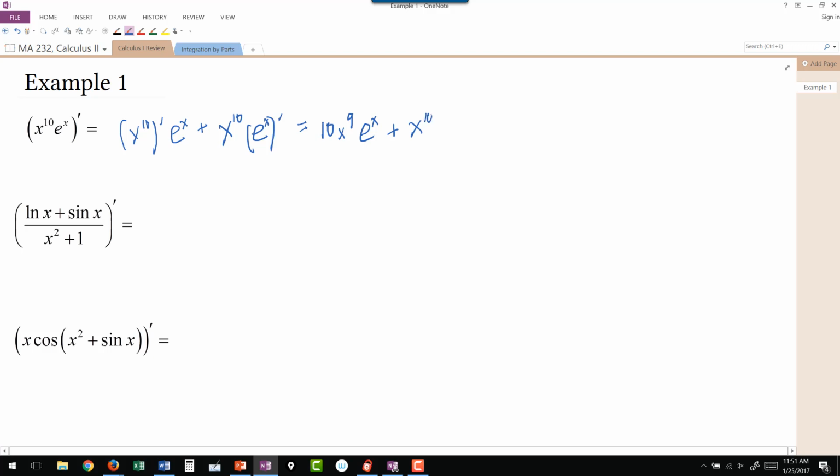And now we have to remember the derivative of e to the x is just itself. So our final answer here is 10x to the 9th times e to the x plus x to the 10th times e to the x. We could factor out an e to the x, but it's not necessary.